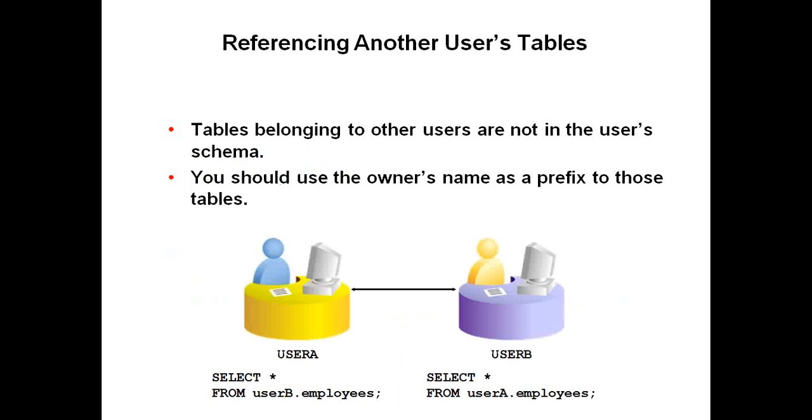And this is how you are going to reference other users' tables. So here you can see in the example you have user A and user B. Suppose user A wants to retrieve the data from user B, then the select query should be written something like what you can see here: select star from user B dot employees. The same way, if user B wants to retrieve the data from user A, then it needs to say select star from user A dot employees.